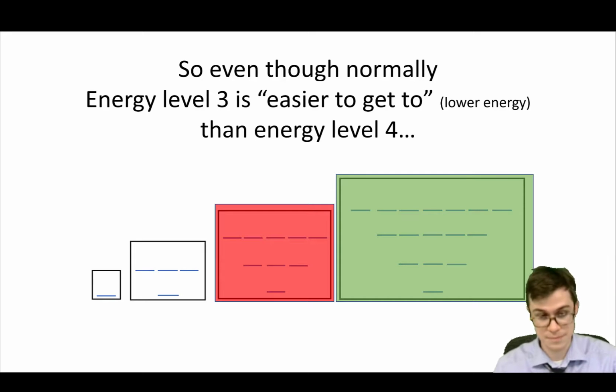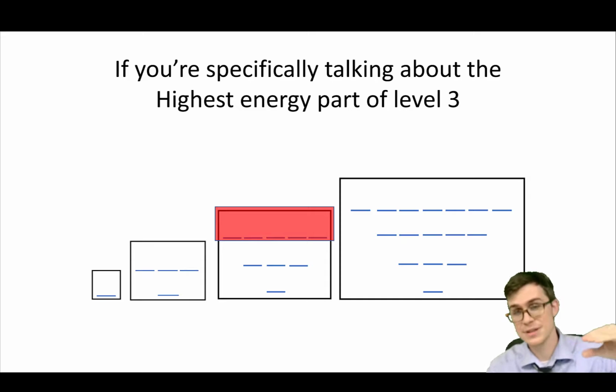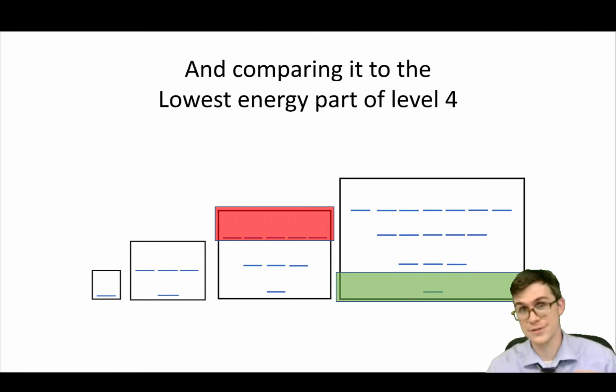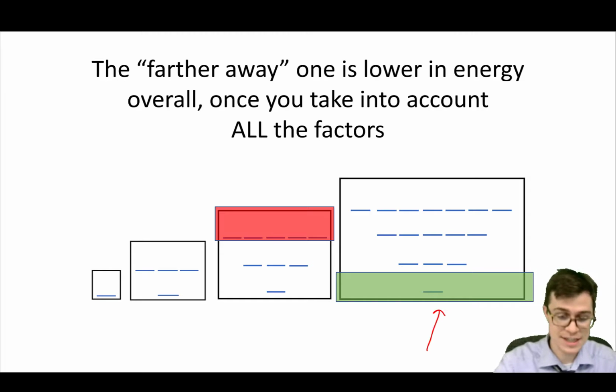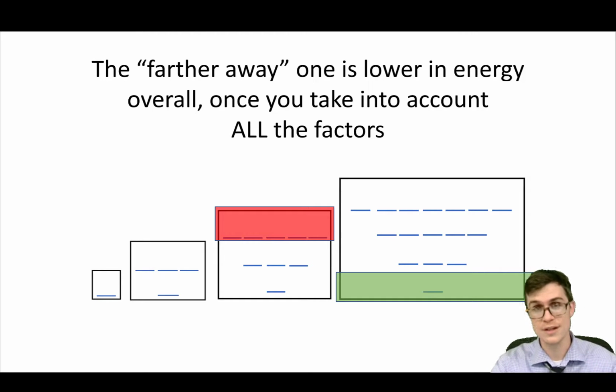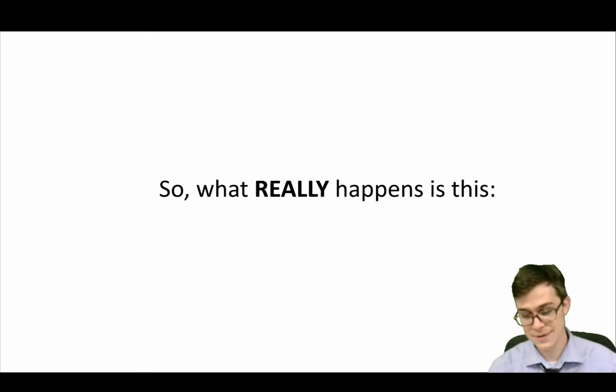So even though normally energy level 3 is easier to get to than energy level 4, because energy level 3 is lower energy, specifically, if we're talking about the highest sublevel of 3 and the lowest sublevel of 4, it might not be the case that it's easier to get to this one than that one. So the farther away one in this case is actually lower in energy overall when you take into account all the factors, not just the energy level, but also the sublevel and how much energy that has. So what really happens is this.